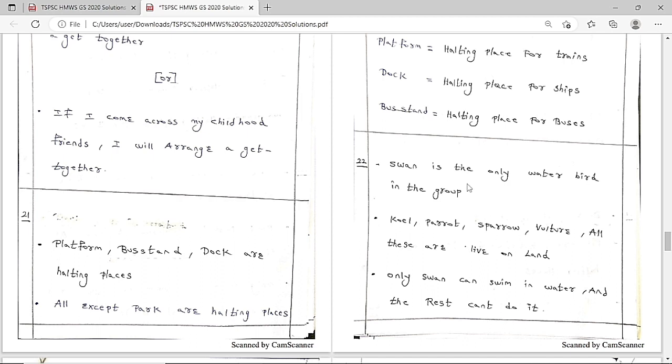So finally, in simple words, I can say swan is the only water bird, whereas the remaining quail, parrot, sparrow, vulture are all land birds. Water birds know how to swim in the water. Land birds only know how to live on the land, but they can't swim in the water. So swan is the correct solution of this question.